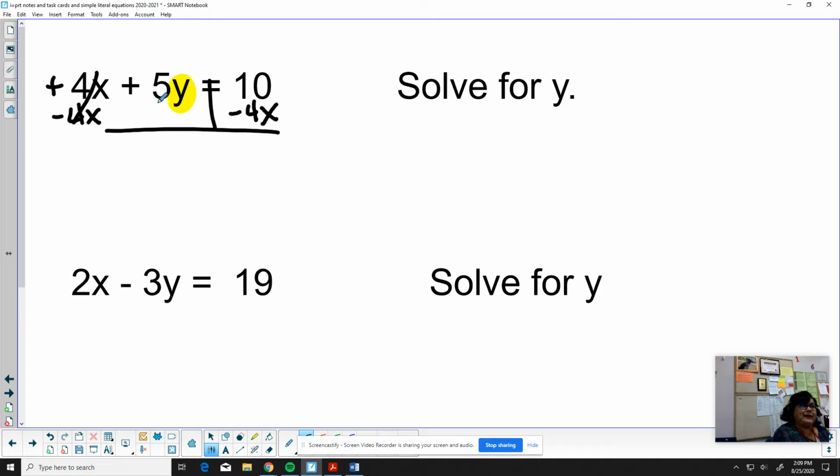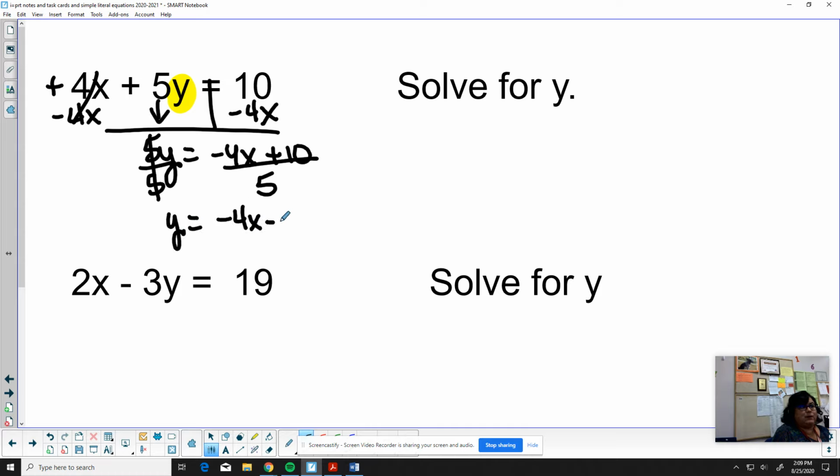On the left side, it cancels and positive 5y drops. And over here, I put the x first and I put the 10 behind it. Now I can't add those together because one has an x and one doesn't. Okay, so that's just the right side now. Now I can divide it all by 5 because 5 and y were multiplied. So the 5's cross out, and my answer over here is negative 4x plus 10 all over 5. This is my answer.